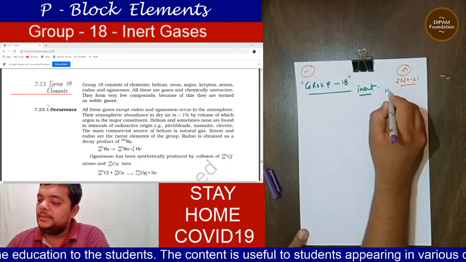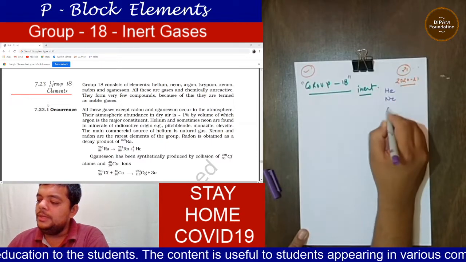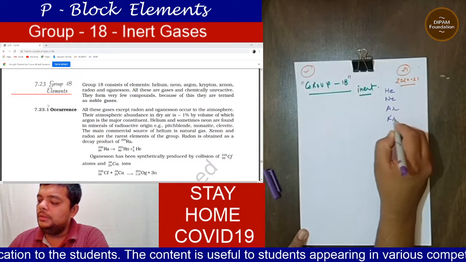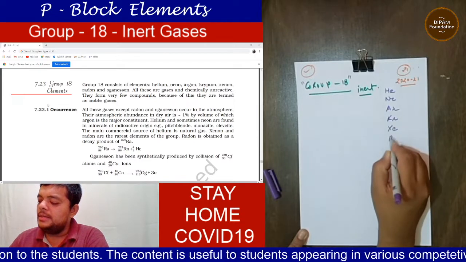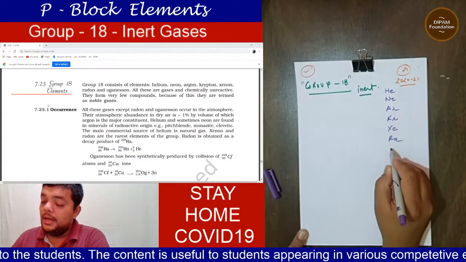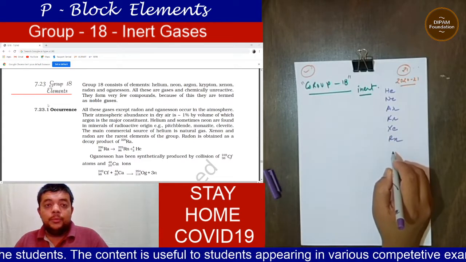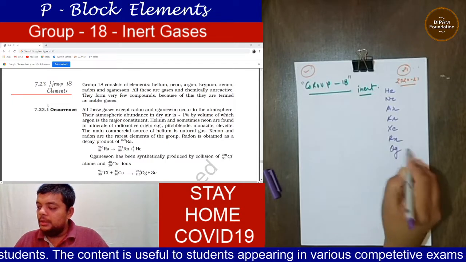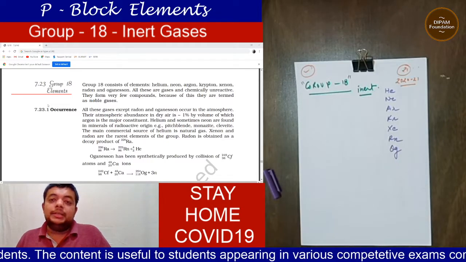the names, that is helium, neon, argon, krypton, xenon, radon, and this time we are going to learn a new element, that is agneson.